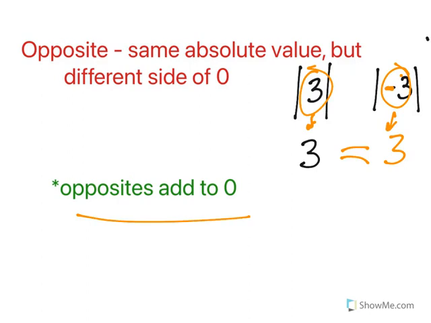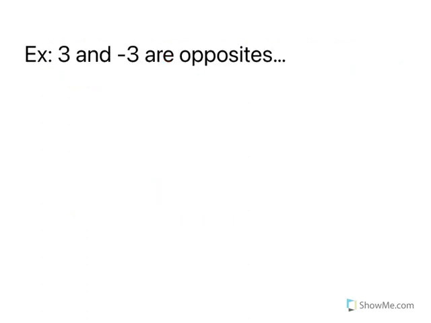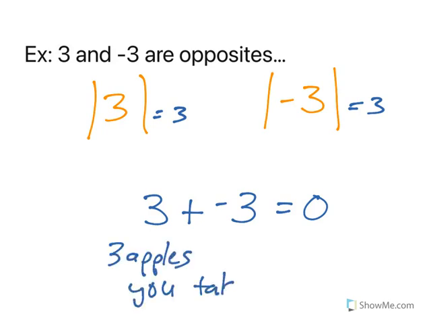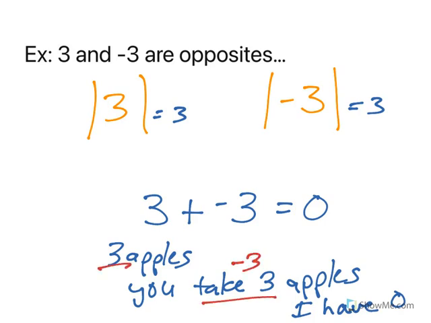And opposites add to 0. So 3 and -3 are opposites for the absolute value that I just told you, but also because if I take 3 plus -3, what do I get? 0. If I have 3 apples and you take 3 apples from me, I have 0. Therefore, 3 and -3 are opposites.